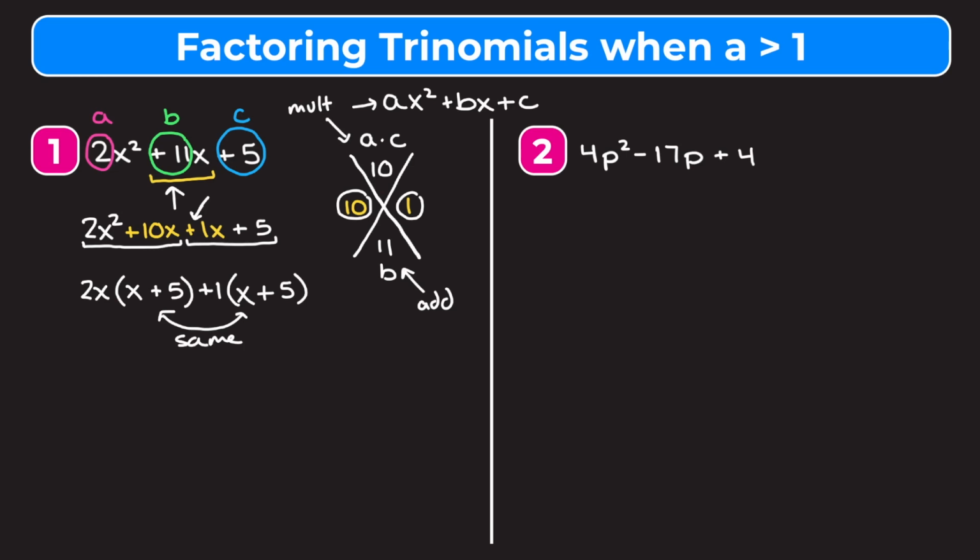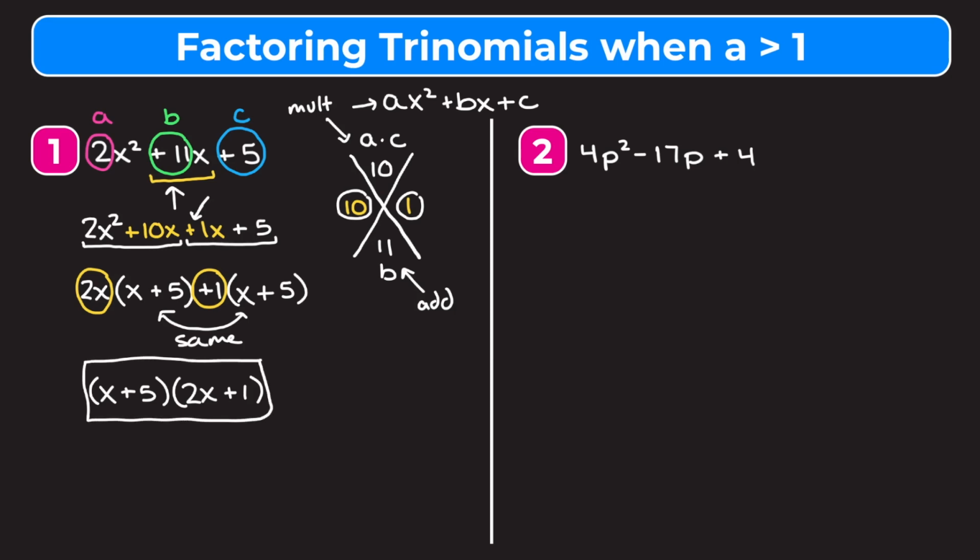So now what we're going to do is take the one that's the same, so we have x plus 5. That's going to be one of our parentheses. And then the other parentheses are going to be these numbers on the outside, the 2x and the plus 1. So we're going to have 2x plus 1. So we get x plus 5 times the quantity of 2x plus 1 as our answer. We're going to go through a bunch more examples to make sure that this makes sense to you guys. So let's go to number 2. So again, we're going to start by drawing our x.